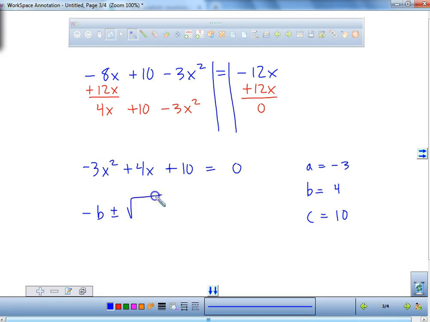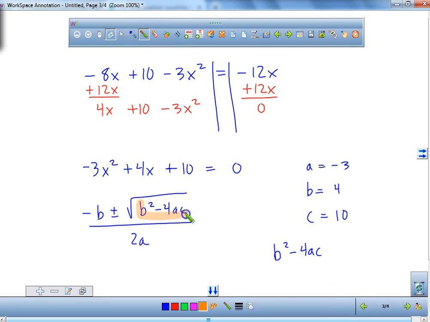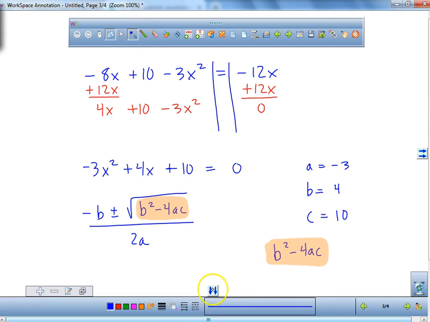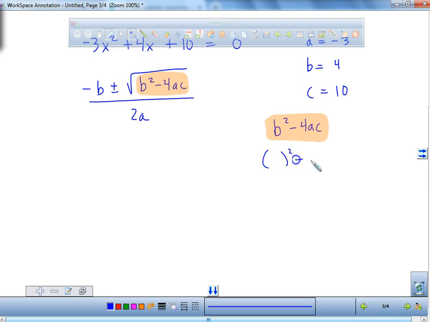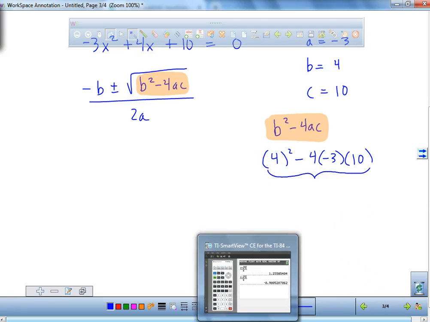Negative B plus or minus the square root of B squared minus 4AC all over 2A. So step number 1, we're going to find the discriminant. So I'm going to write B squared minus 4AC. What are we finding? We're finding the number that we plug in right there. That's the number we're trying to find to plug in. So what is our B value? 4. Okay, so 4. What is our A value? Negative 3. And our C value is 10. So I need to get this taken care of first. Alright, so go ahead and do it while you guys are writing it down.